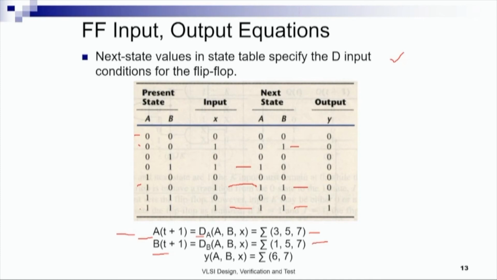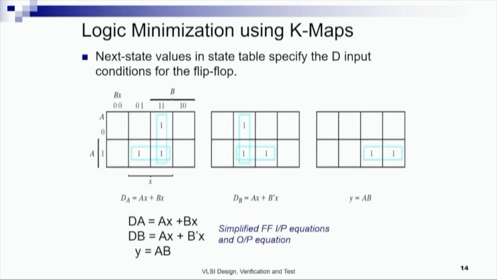And the output Y, A B X equals 6, 7. Why? Because the output is 1 in these two rows. So this is minterm number 6 and minterm number 7. So after we have obtained the conditions for which the flip-flop inputs and the outputs should be 1, we will try to do a logic minimization. Here we have shown a very simple logic minimization using Karnaugh maps. So next state values in the state table specify the D input conditions for the flip-flop.